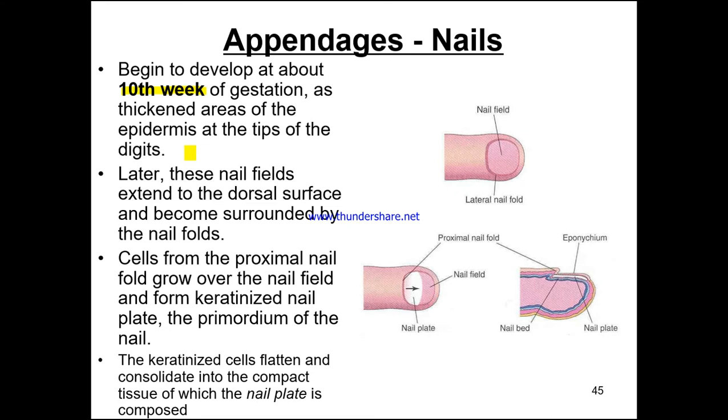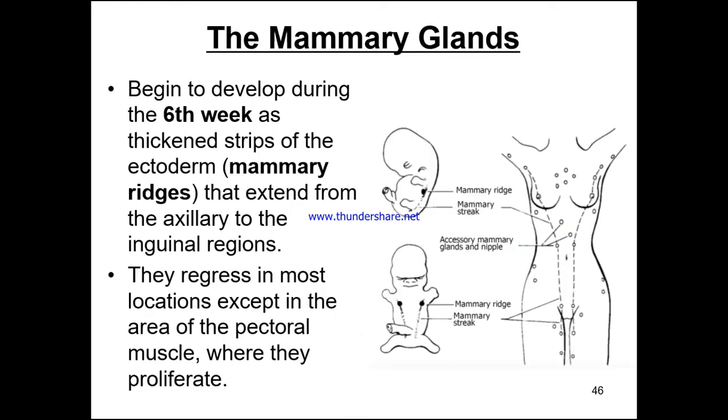The keratinized cells flatten and consolidate into the compact tissue of which the nail bed is composed. So here we can see the nail field, and we can start to see the formation of the nail plate over the period of the 10th week.